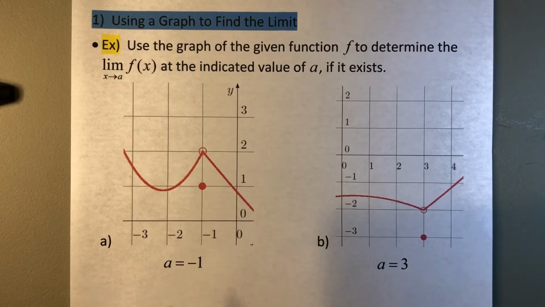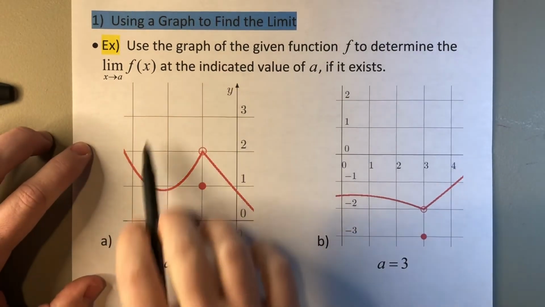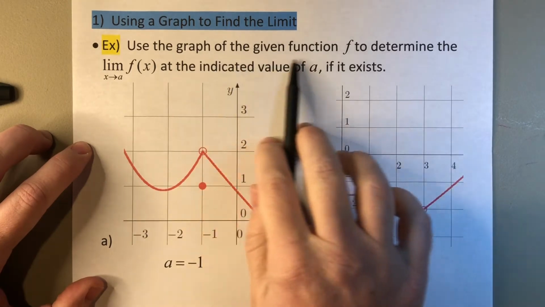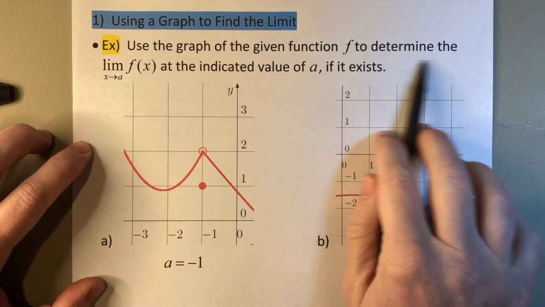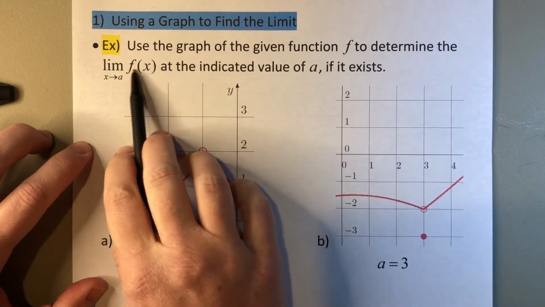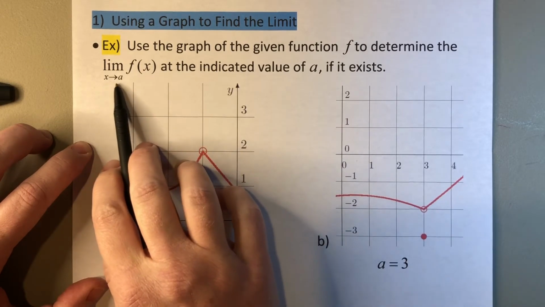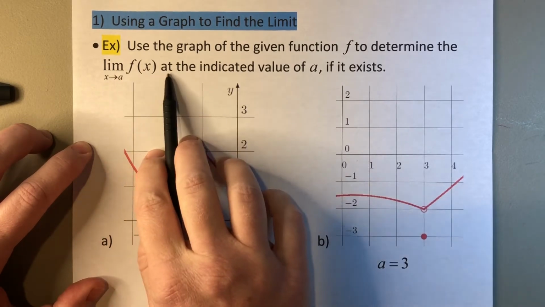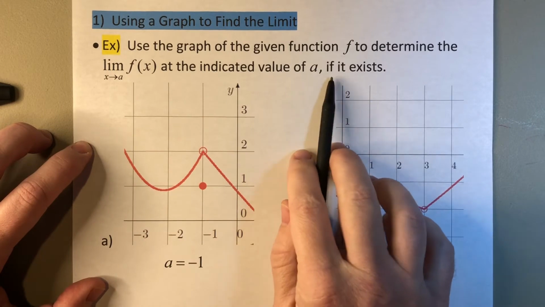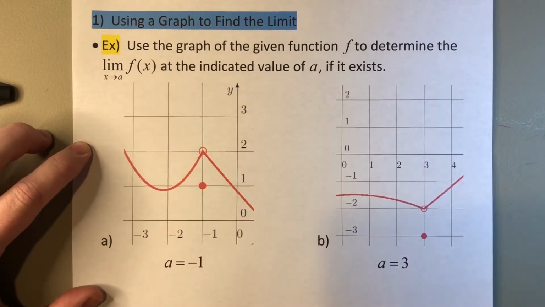Okay, let's go ahead and use a graph to find the limit if the limit exists. So what we're going to do is use the graph of the given function f to determine the limit of the function f of x as x approaches a at the indicated value of a, if it exists. All right, so what does that mean then?